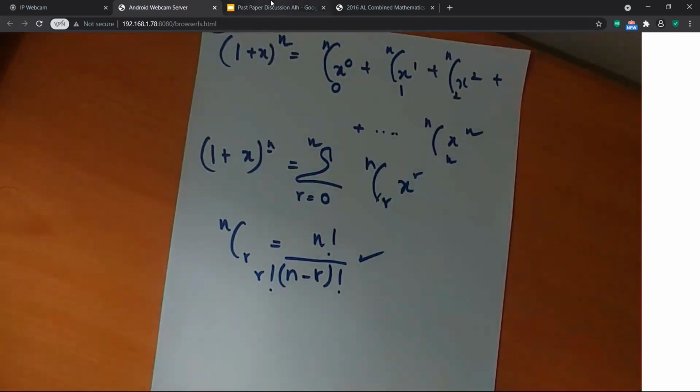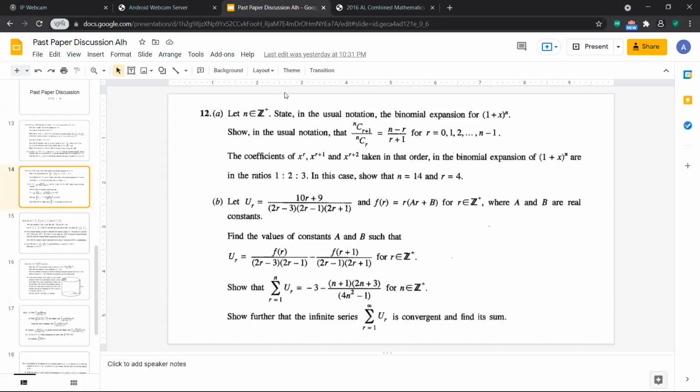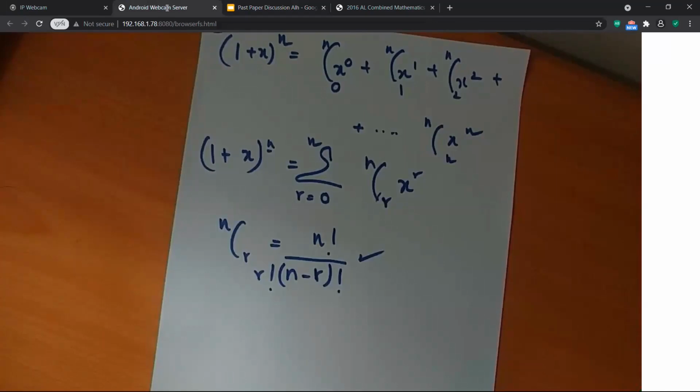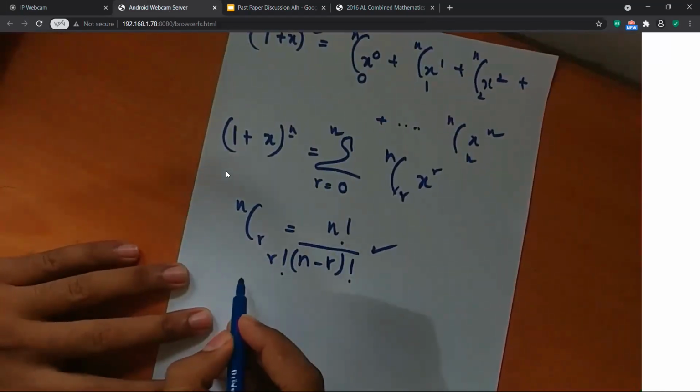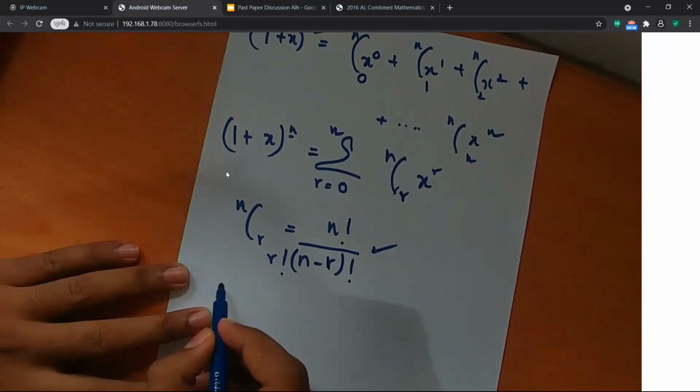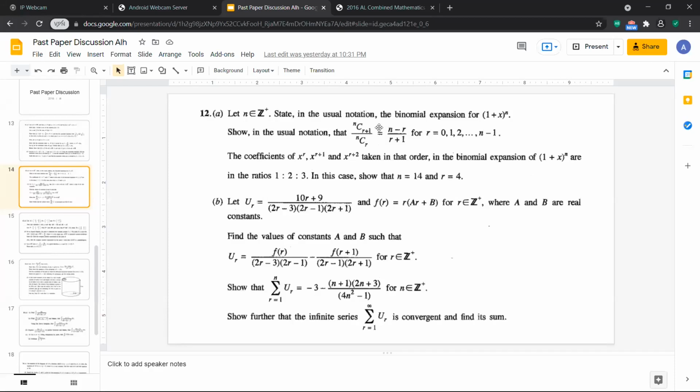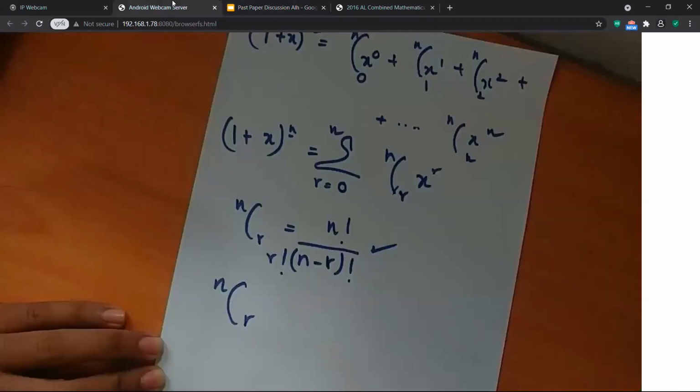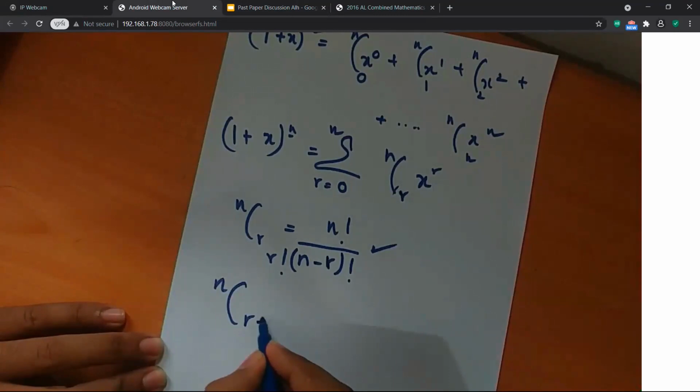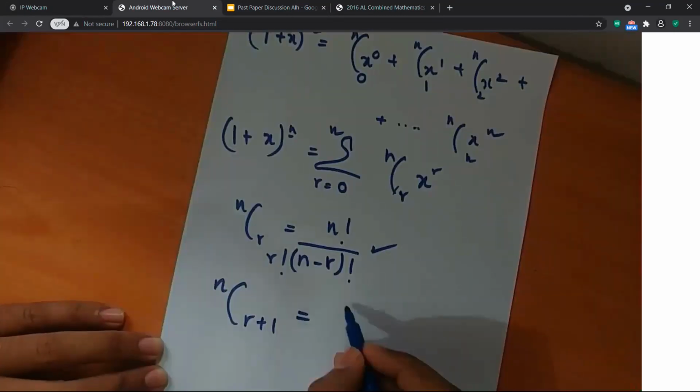Right. So the next thing is showing that nCr+1 divided by nCr is equal to (n minus r) over (r plus 1). So we know what nCr is. What is the next thing? nCr+1, right? So we'll do that. How do you do that? Just substitute r plus 1 where there is r.